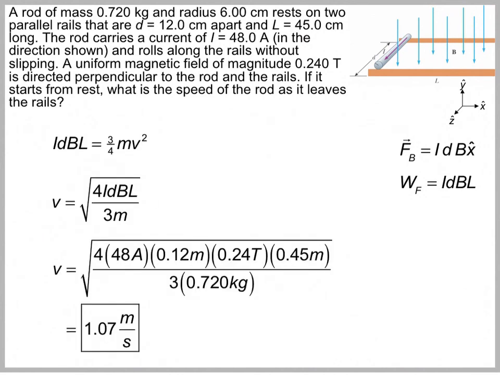So now I can solve this for my velocity. Velocity is the square root of 4 I L d B over 3 times the mass. And all those values are givens. We plug those in, and we get that the velocity of this cylinder as it leaves the rails is 1.07 meters per second.